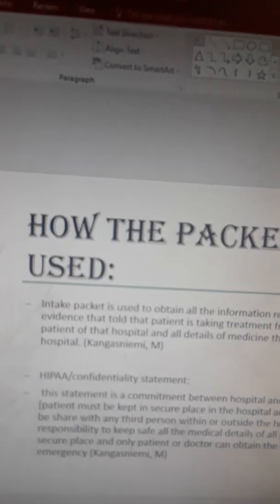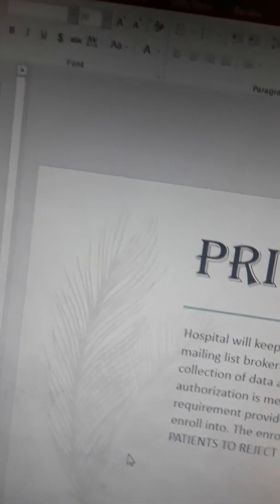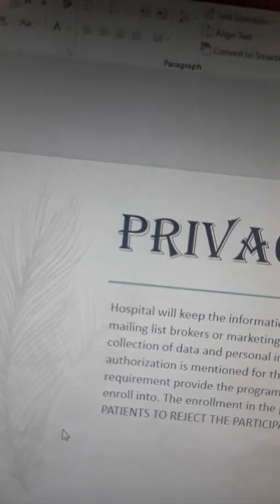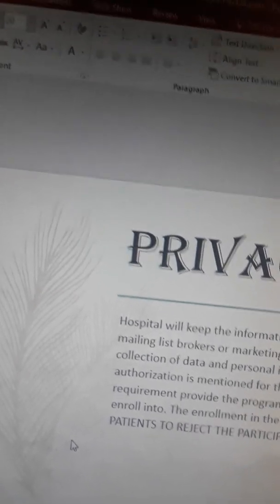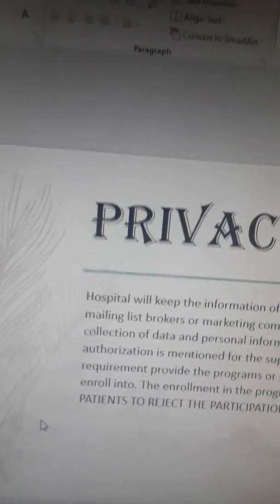I'm going to go ahead and explain my fourth slide of section 1. What I did is the privacy pledge. Here I explained that the hospital must keep the patient's information private from cyber thefts and from every other person, except when the patient gives the hospital the privilege to give out the information to a certain person.